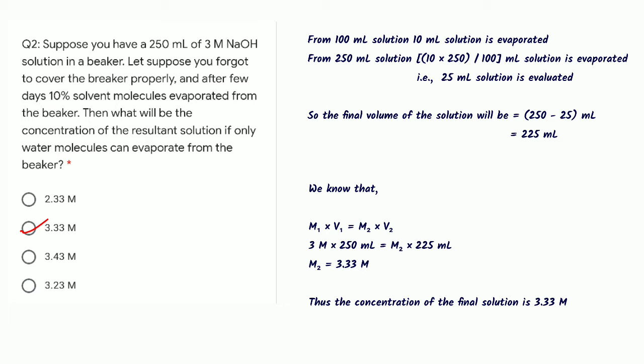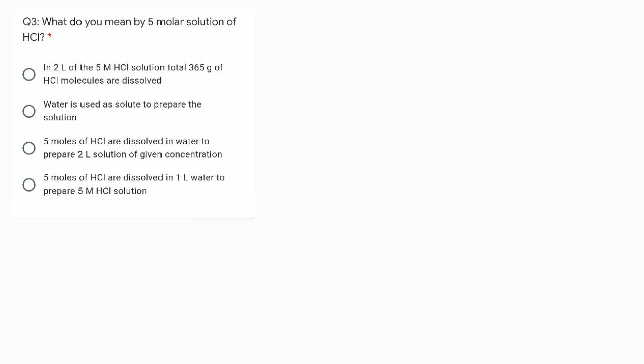Okay, understand? Now coming to question number 3, which is, what do you mean by 5 molar solution of HCl? Some options are given, so we have to find the correct options. We know that a 5 molar HCl solution means in that solution a total of 5 moles of solute will be present. That means 5 moles of HCl will be dissolved.